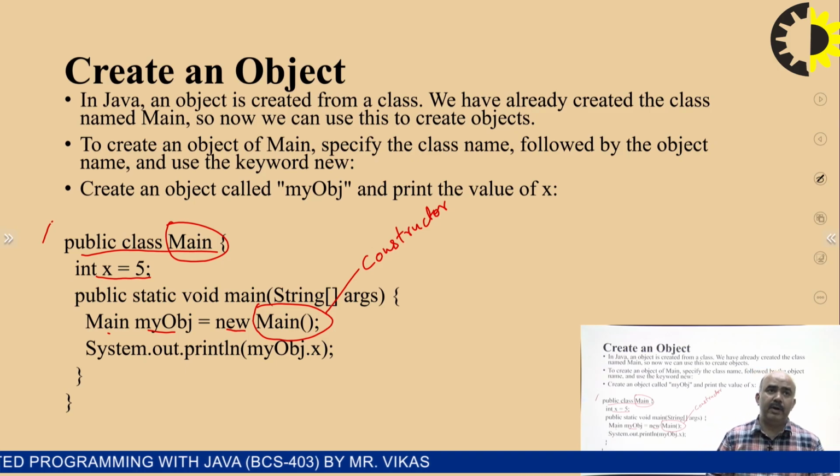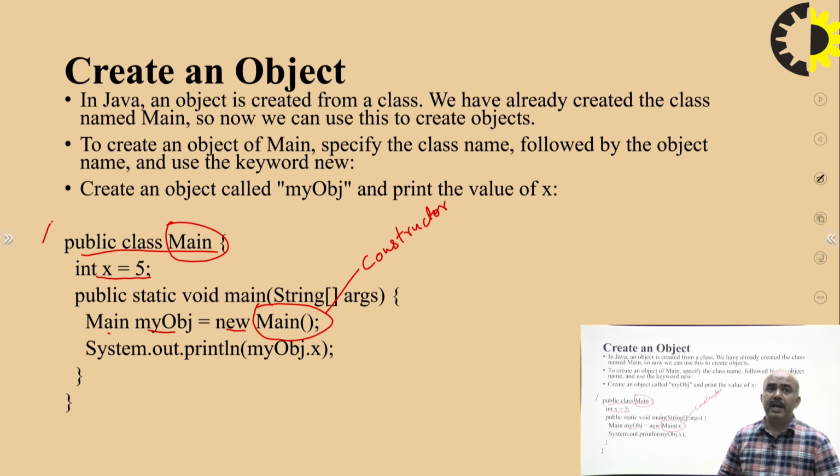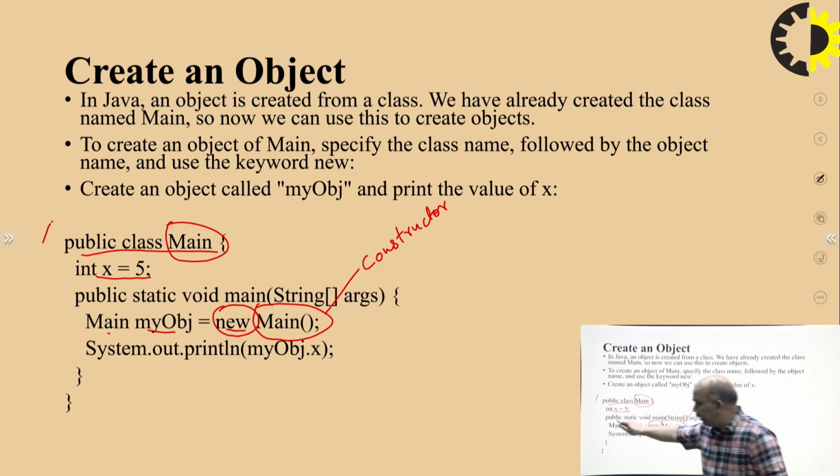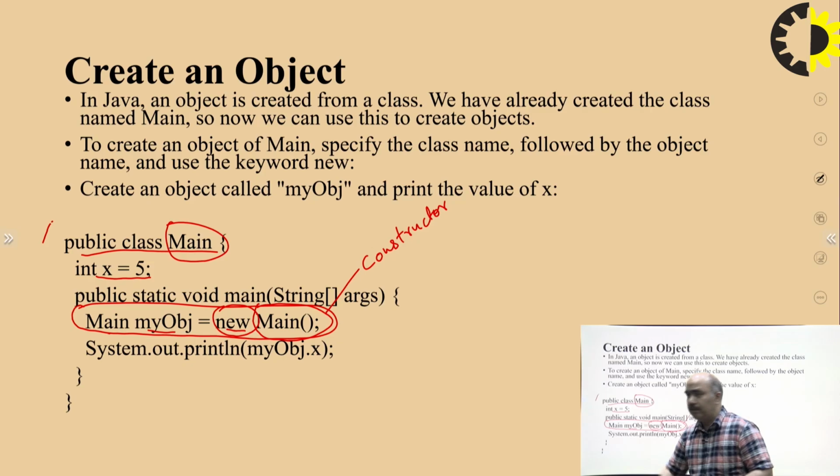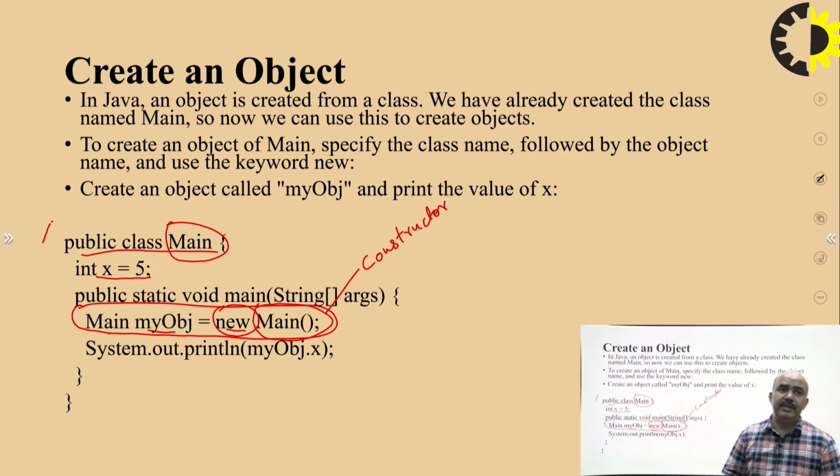So in Java, an object is created from a class. We have already created a class, here Main. Now we have to create an object. To create an object, we have to specify the class name followed by the object name and use the keyword new. This is the syntax for creating objects within the class.